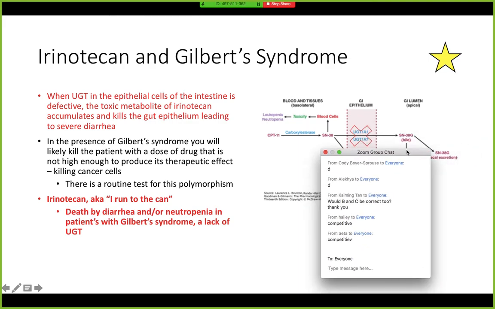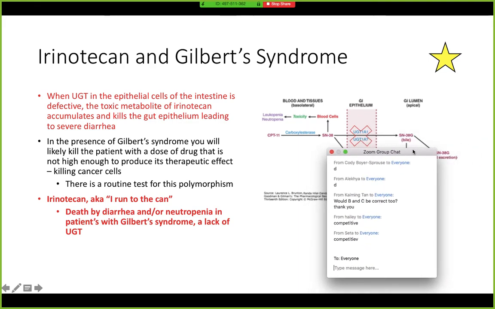Okay. So this was an easy test question last year. So make sure you know the relationship between irinotecan and Gilbert syndrome. I guess it's not really a mnemonic. I don't know what you call it. But the trick to remember this, you think about irinotecan, it means I run to the can. So death by diarrhea and or neutropenia in patients with Gilbert syndrome, which is a lack of UGT.